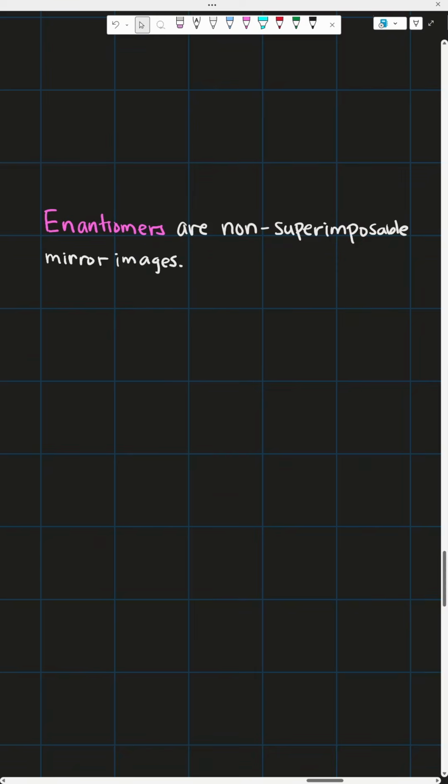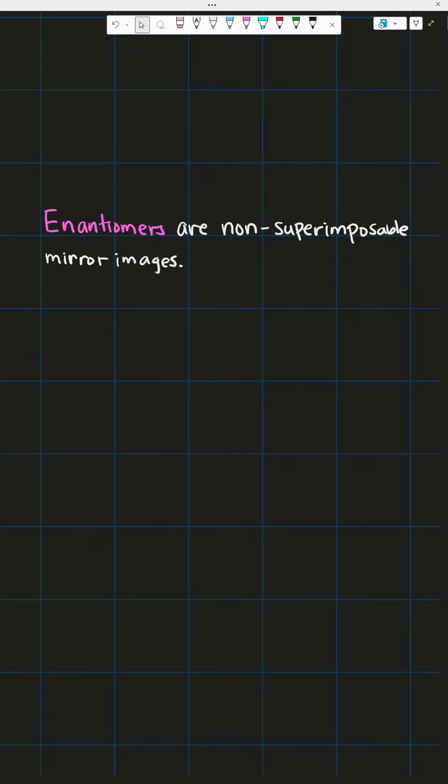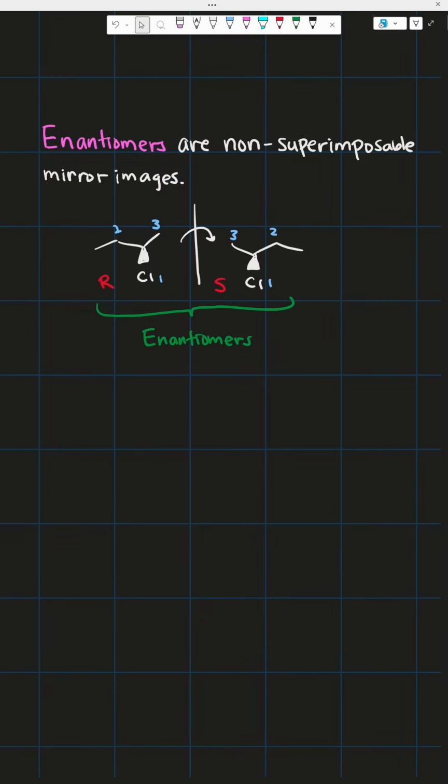Let's first define what enantiomers are. Enantiomers by definition are non-superimposable mirror images. Take a look at this molecule, for example. We can see that the molecule is flipped over in a y-axis but looks the same.